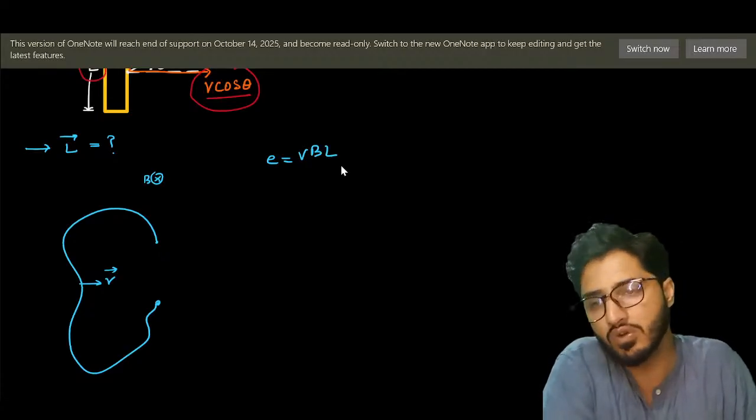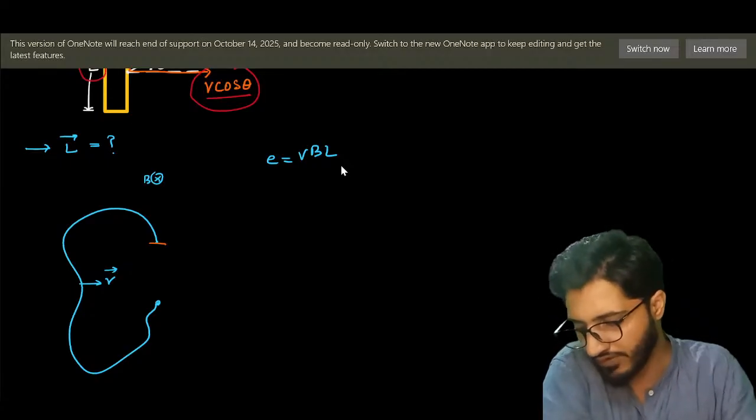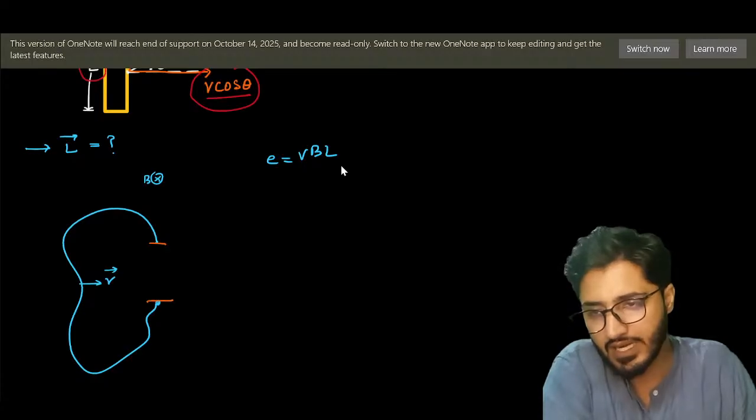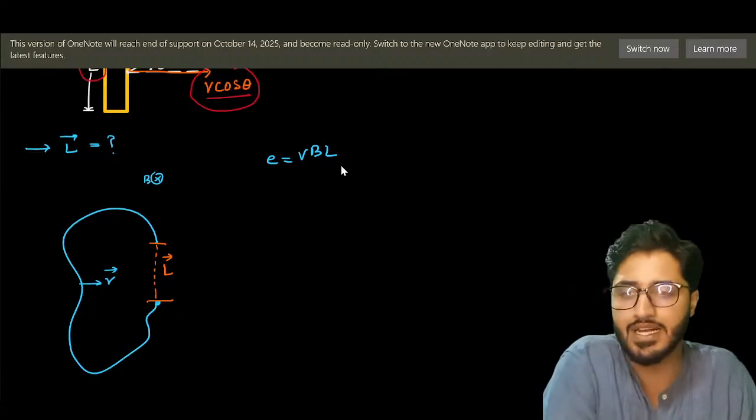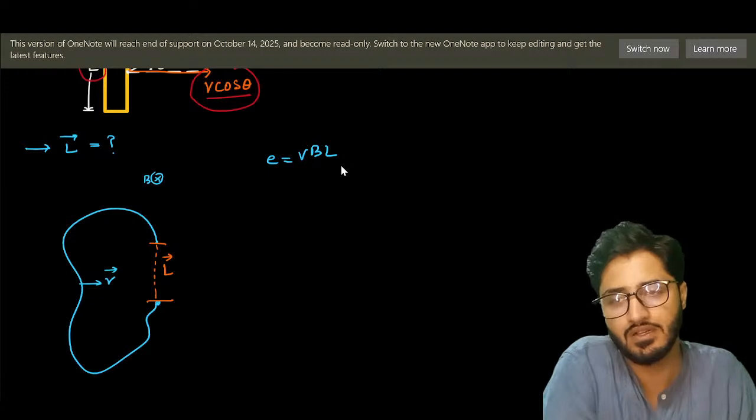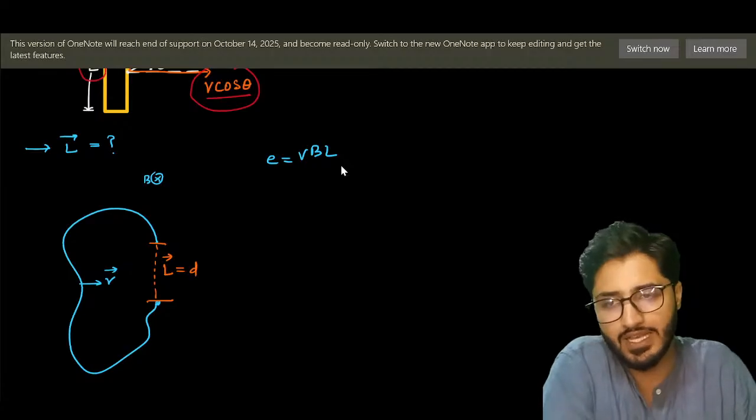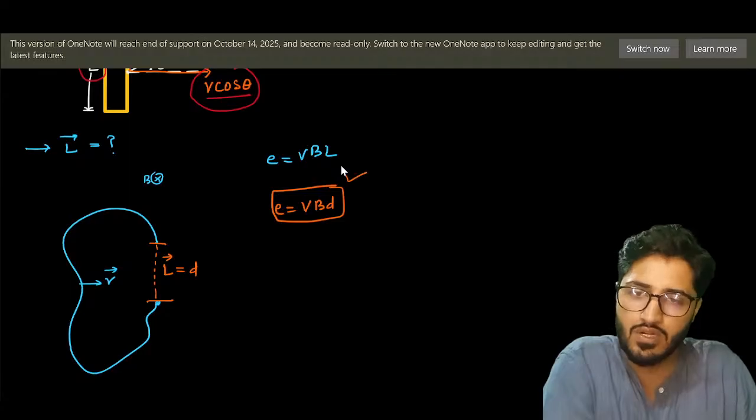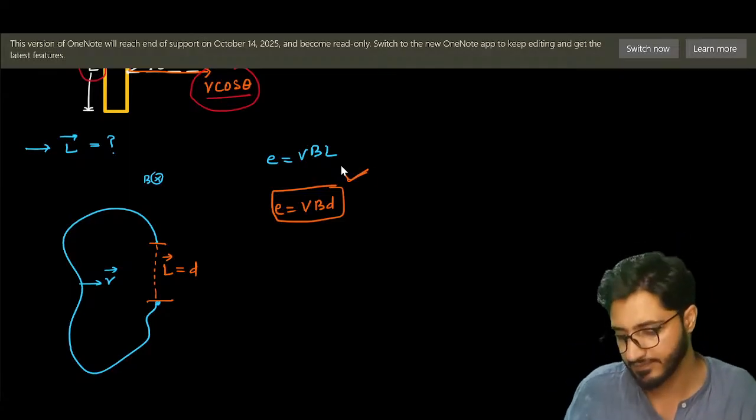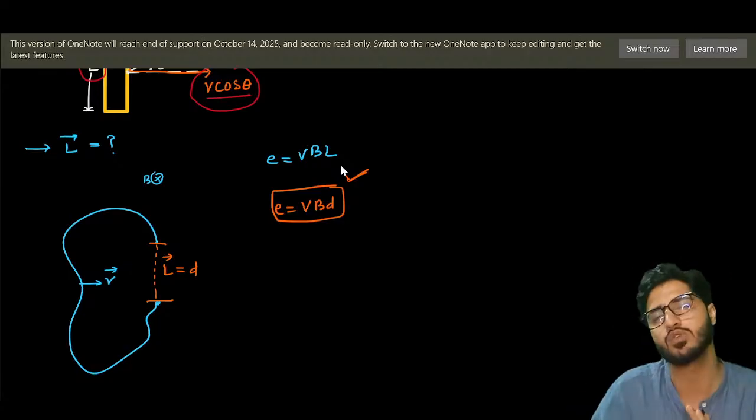So what can we do? We will just connect these 2 points. This would be the displacement of it. Then I can write E equals VBD. D is the displacement between the ends of the wire. It is very easy to get, no?